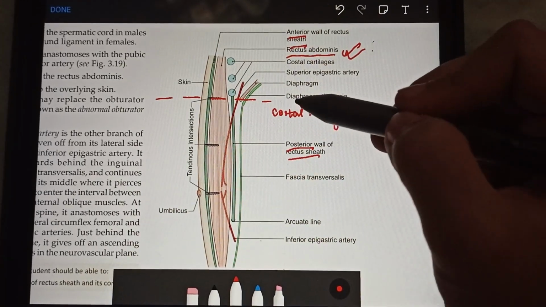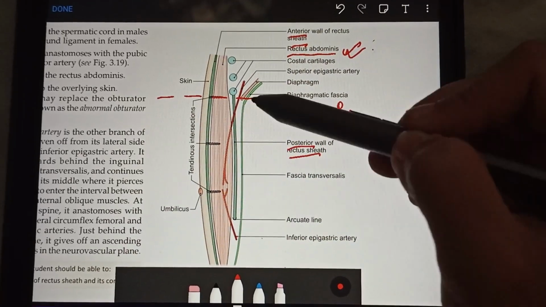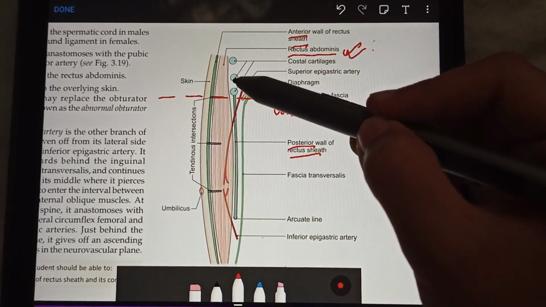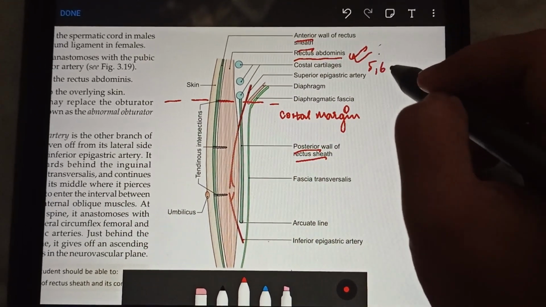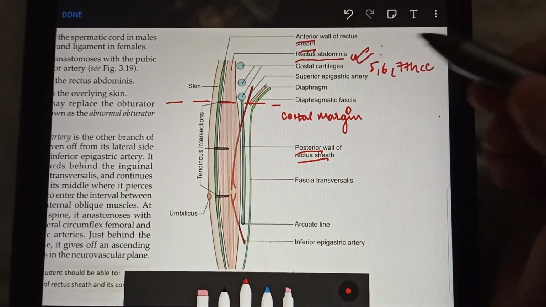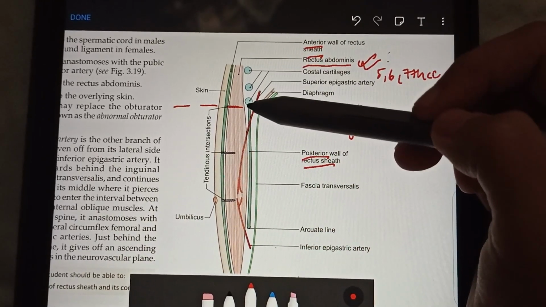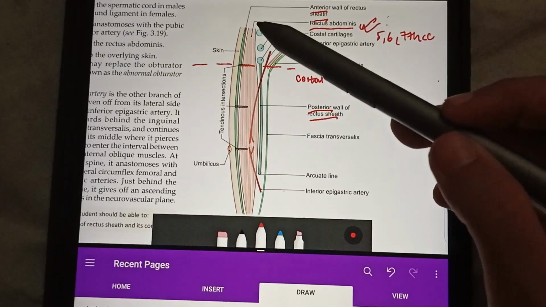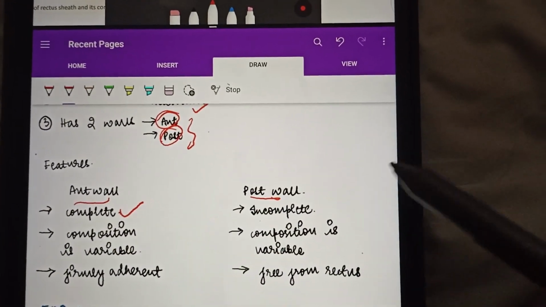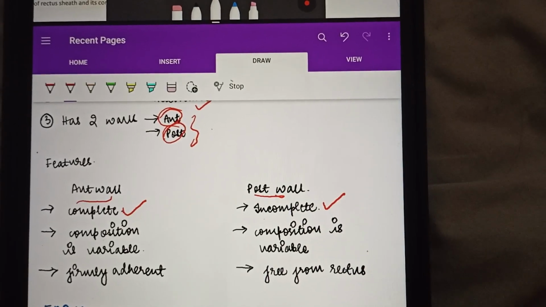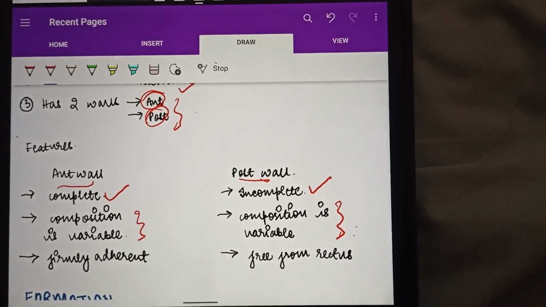Above the costal margin, you see the posterior wall of the rectus sheath is incomplete. Here these three are the fifth, sixth and seventh costal cartilage. So above the costal margin, the posterior wall of rectus sheath is incomplete, whereas the anterior wall is complete. It is attached to the muscle from end to end. So the anterior wall is complete, the posterior wall is incomplete. The composition of the anterior wall is variable, and for the posterior wall the composition is variable too.